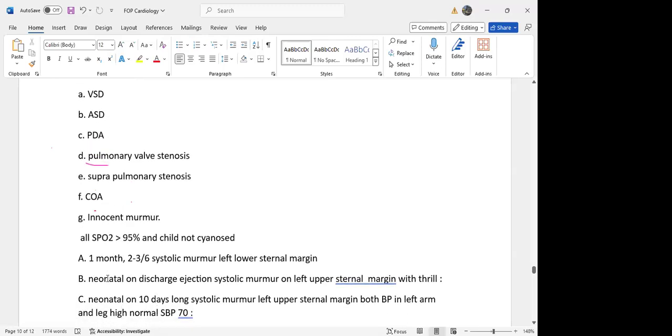Now again, this is a 1-month-old baby, with a 2/6 systolic murmur at the left lower sternal margin. So they are talking about the lower sternal margin. This is most likely VSD. Neonate on the discharge.